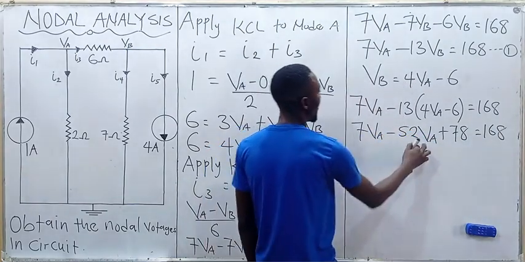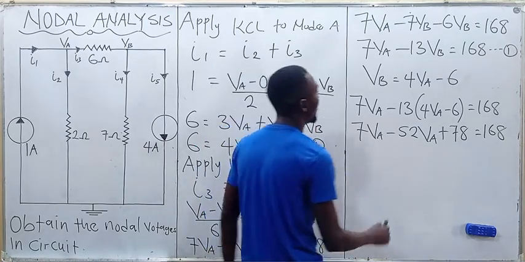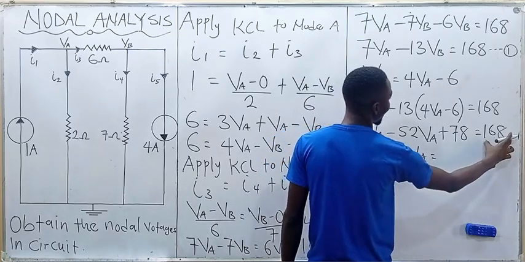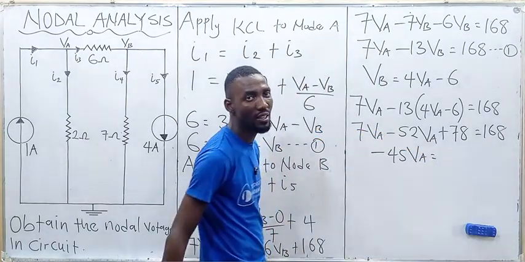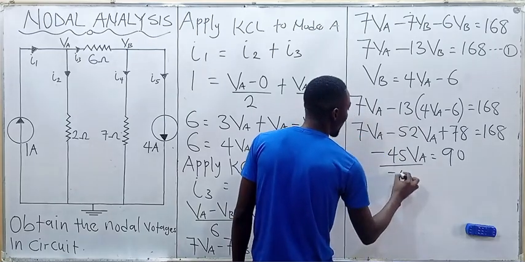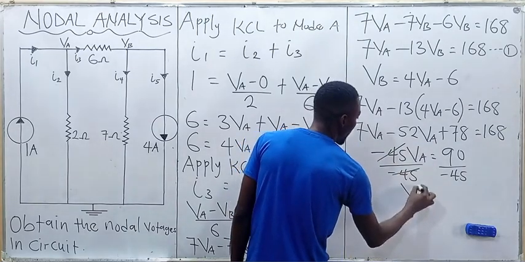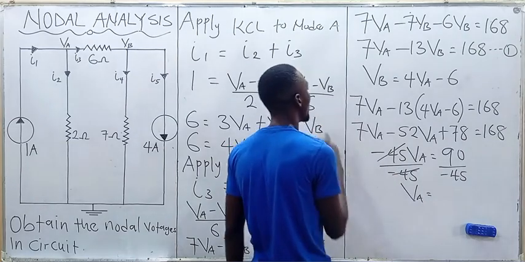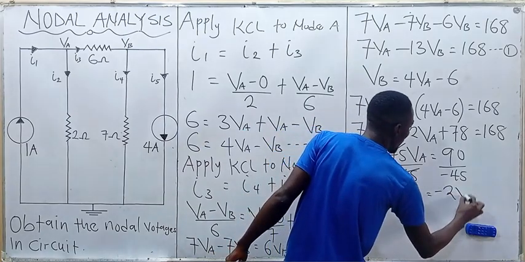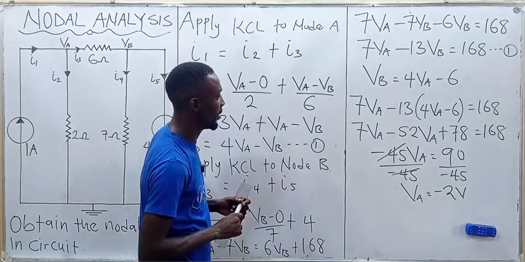So 7 minus 52 is minus 45. We are going to have minus 45VA equals 168 minus 78. So you are going to have 90. If we divide both sides by minus 45, the voltage VA will be equal to minus 2 volts. And that is our VA.